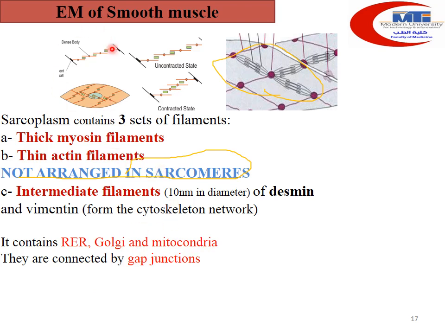Again, electron microscope of smooth muscles. The sarcoplasm contains 3 sets of filaments: thick myosin filament, thin actin filament, intermediate filament. Thick and thin filaments are not arranged in sarcomeres. Intermediate filaments are formed of desmin and vimentin proteins, which form the cytoskeleton network. Other contents of the sarcoplasm: rough endoplasmic reticulum, Golgi apparatus, mitochondria. They are connected by gap junctions.